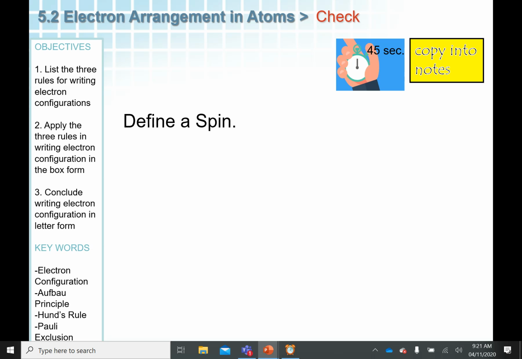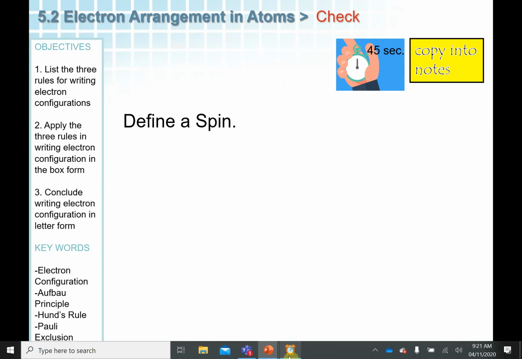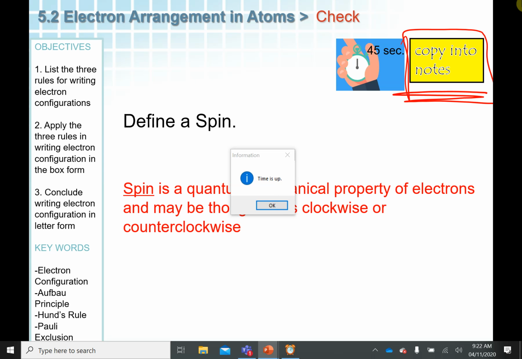Did we get it? So 10 more seconds, 8, okay, time is ticking. I need to see these questions on your copybook. So copy them into notes as you're gonna need them to study.